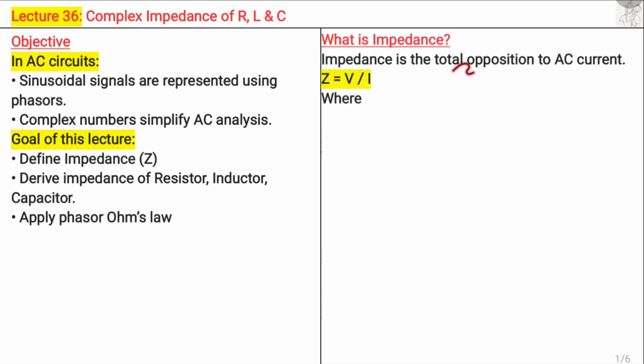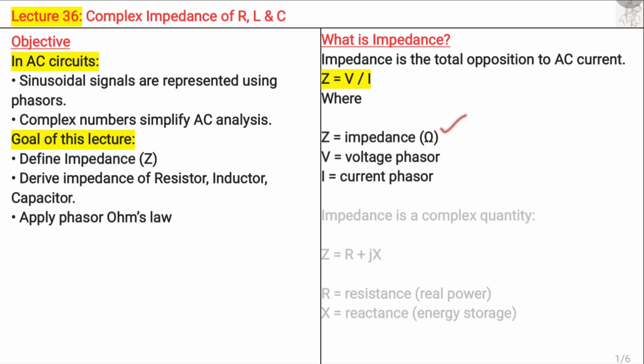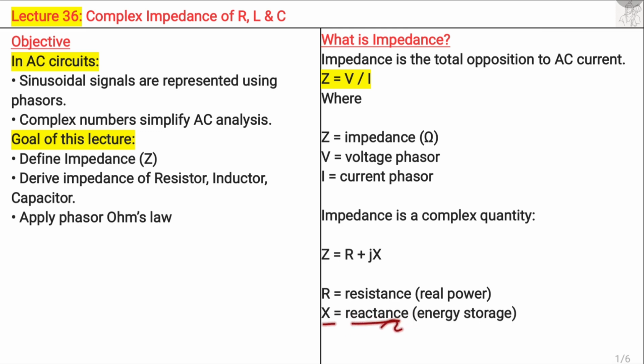So what is an impedance? Impedance is simply the total opposition to an AC current, and the formula for impedance is simply V divided by I, where V and I are voltage phasor and current phasor, and Z is the impedance in ohms. Impedance is a complex quantity which can be represented as Z equal to R plus jX, where R is the resistance due to the resistive element and X is the reactance, that is, opposition due to the inductive and capacitive elements.